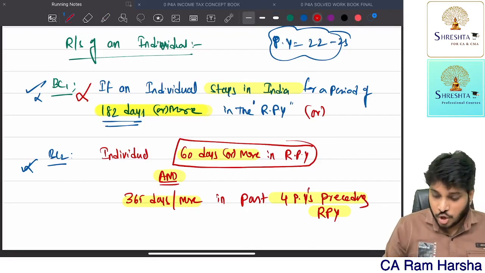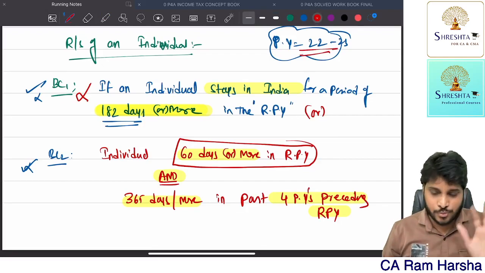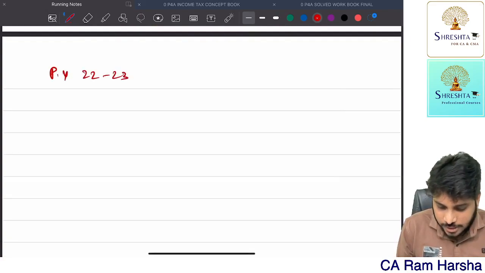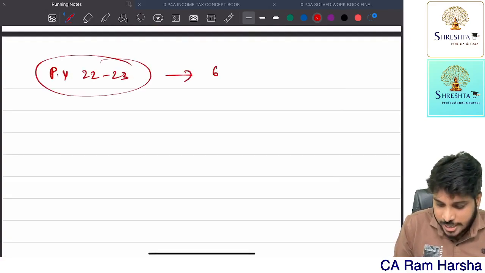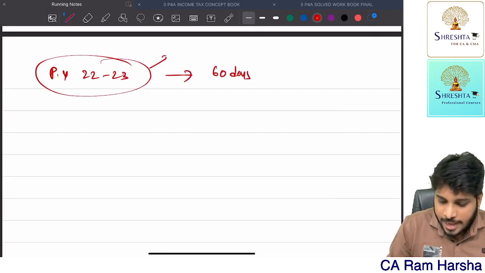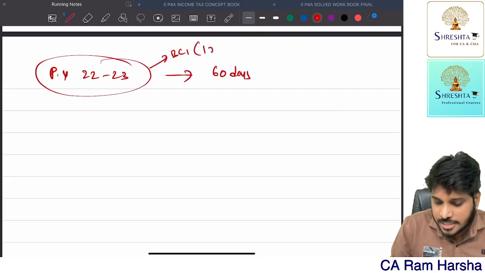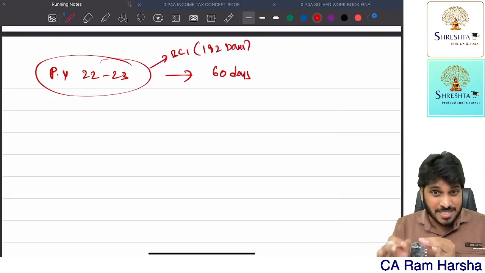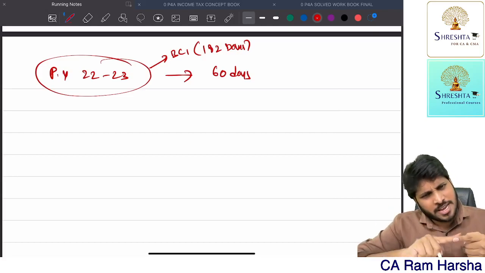Suppose I am talking about which year? Previous year 22-23. In this year, how many days should he stay? 60 days. First of all, as per basic condition 1, how many days should he stay? Minimum 182 days. Now there is a question for many students. Sir, should the physical stay in India be continuous? No.